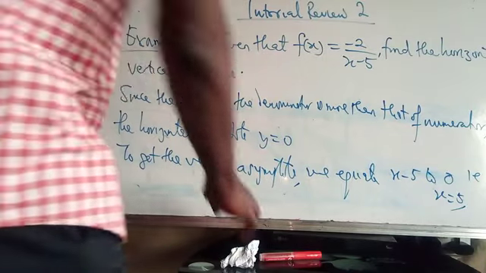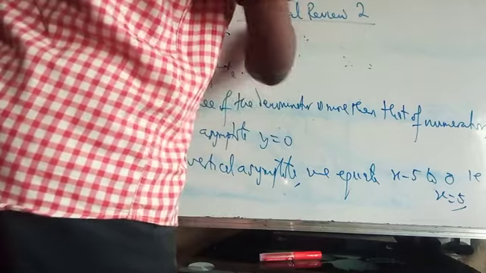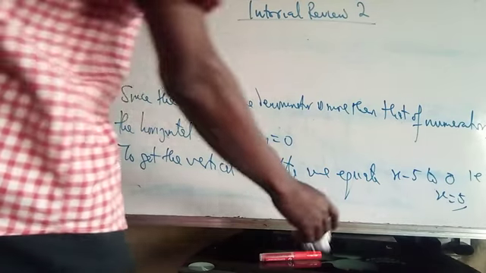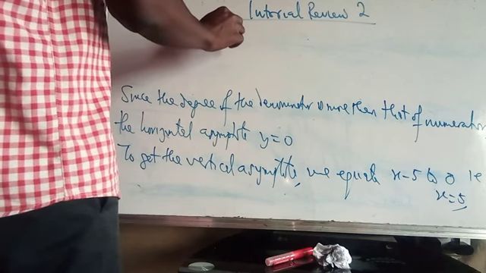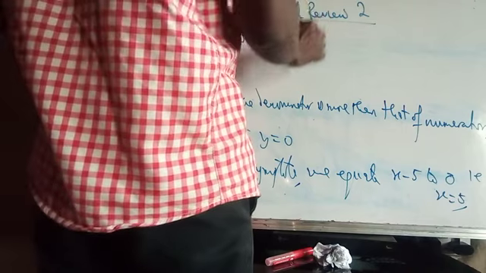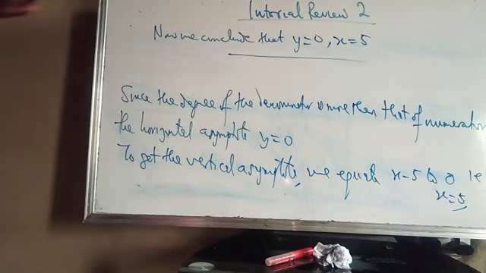So therefore we conclude that y, which is the horizontal asymptote, is 0, while x, which is the vertical asymptote, is 5. That is that about that. Now let's look at some more examples.